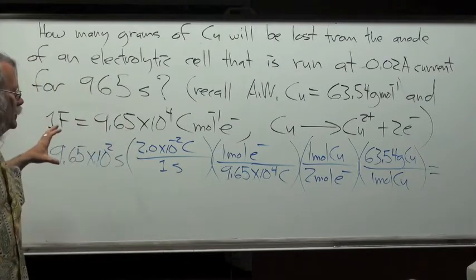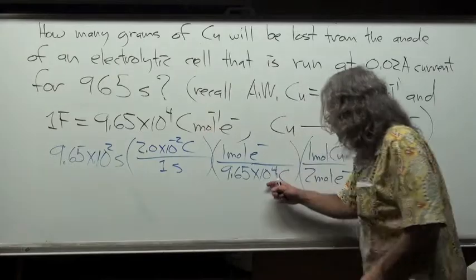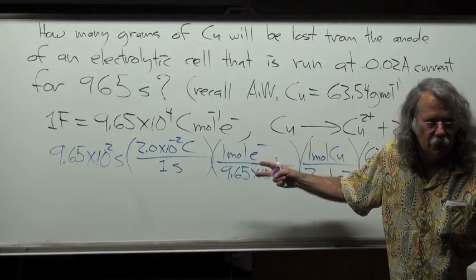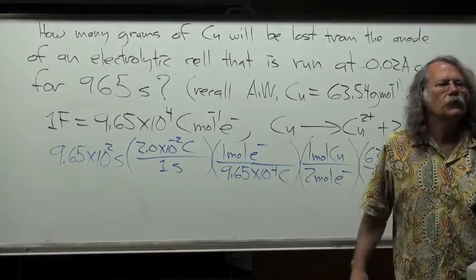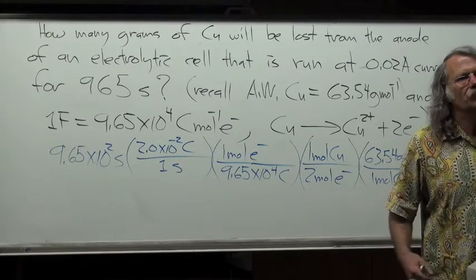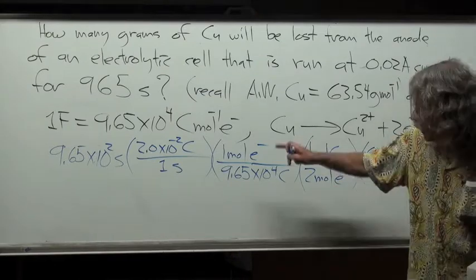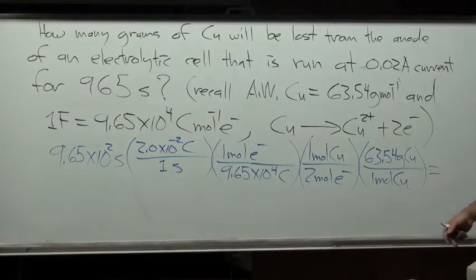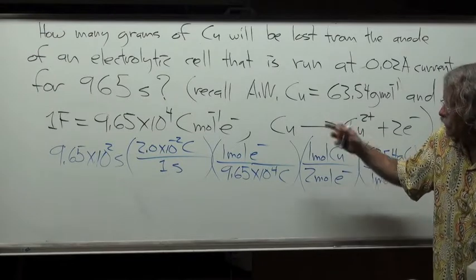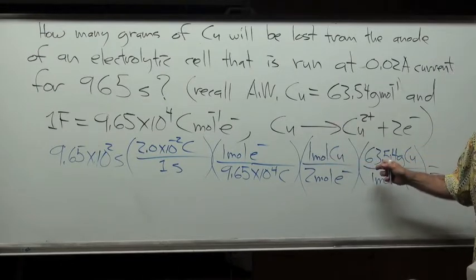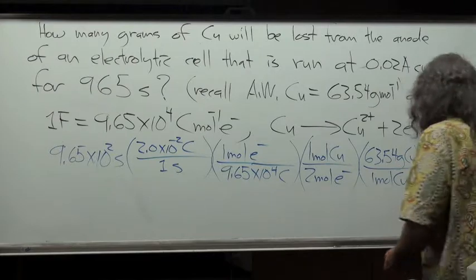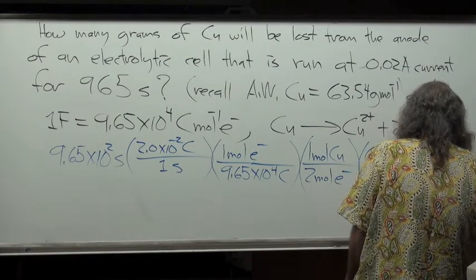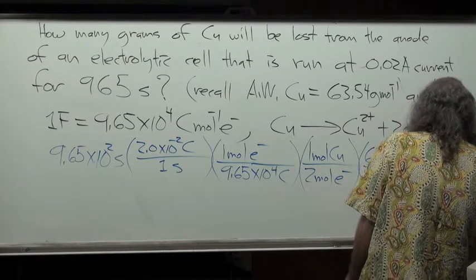Now I have 10 to the 4th. I have all this business divided by it, so I've got basically 1 divided by 10 to the 4th. What is that? 10 to the minus 4, because when you divide by an exponent, you just subtract. So now I've got 10 to the minus 4th times 63.54, which equals 63.54 times 10 to the minus 4 grams.